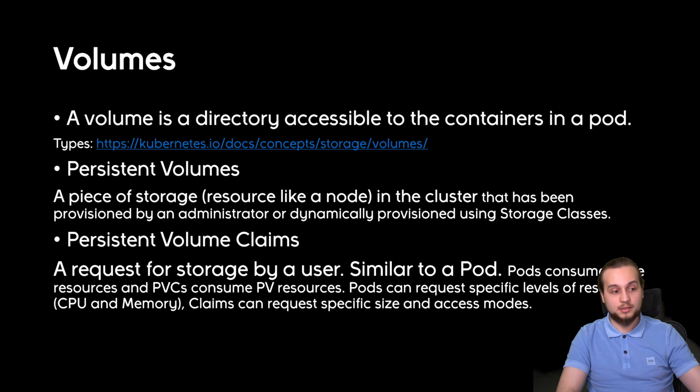The other thing is persistent volume claims. This is a request for storage by a user. It's similar to a pod. Pods consume node resources, and persistent volume claims consume persistent volume resources. Pods can request specific levels of resources, such as CPU and memory. Claims can request specific size and access modes. So basically, when your app needs a persistent volume, it will fire up a persistent volume claim and claim a bit of volume that is persistent. Alright, with this information, we can go to the next slide.